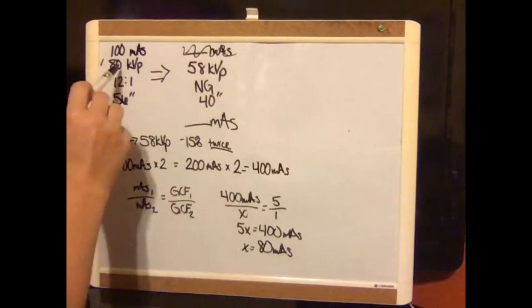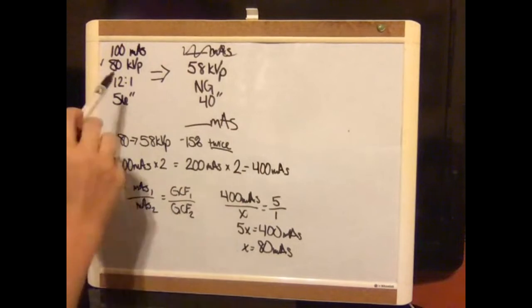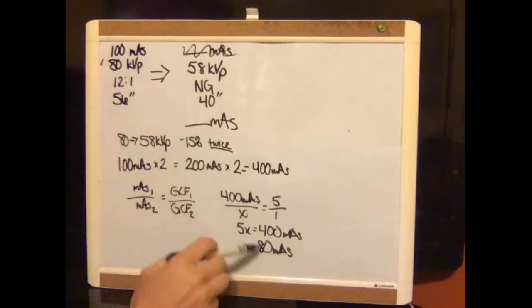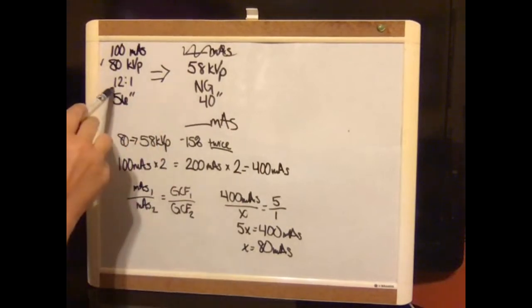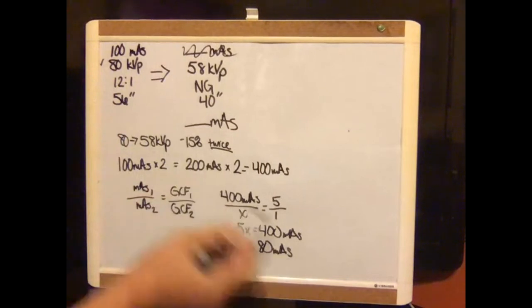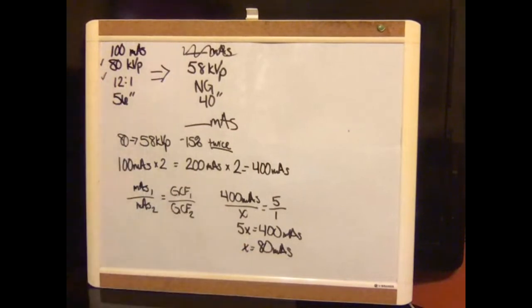Okay, so we made our change for kVp. We got our change for grid. Does this make sense? If we go from using a grid to no grid, it should be less. It is less. So we're going to go check there.